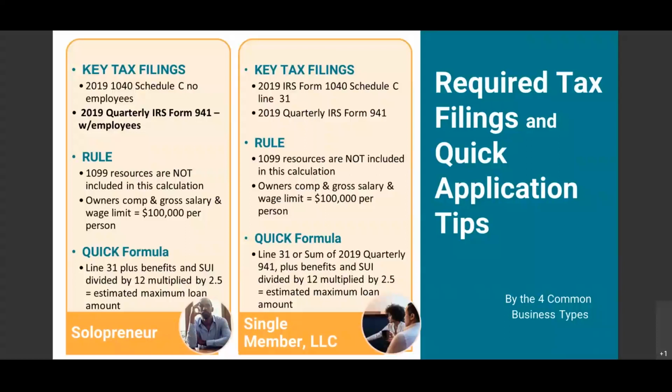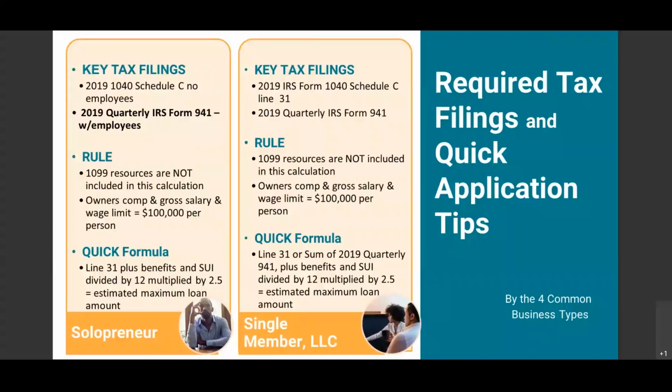The formula again here for calculating your eligible loan amount for an LLC with no employees, just a single member, you take line 31, or if you have employees, you take the sum of your 2019 quarterly 941s plus any benefits, plus any state employment insurance to get your annual payroll cost, which you will then divide by 12 and multiply by 2.5 to arrive at your eligible loan amount. So it's a very simple calculation. The key is to know which documents you need based on your business type.